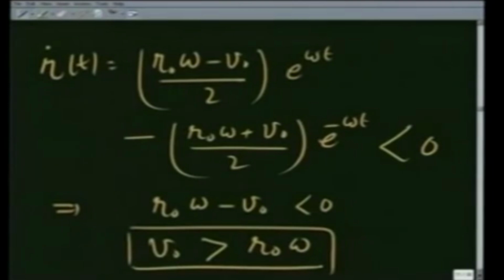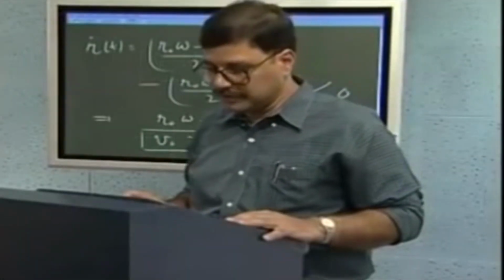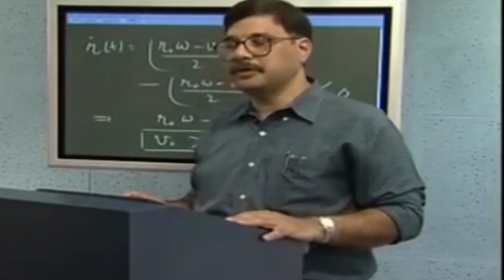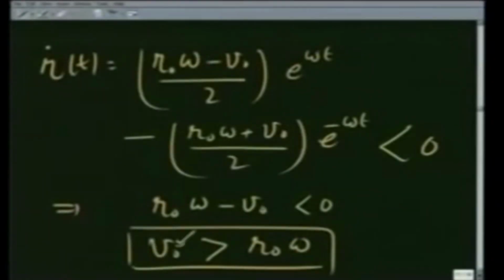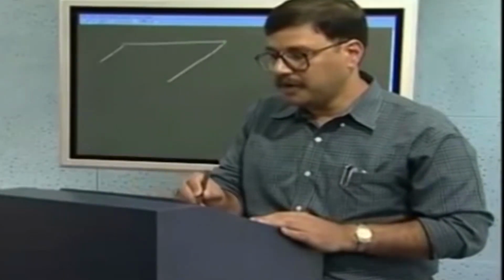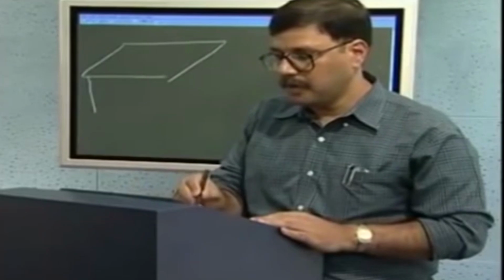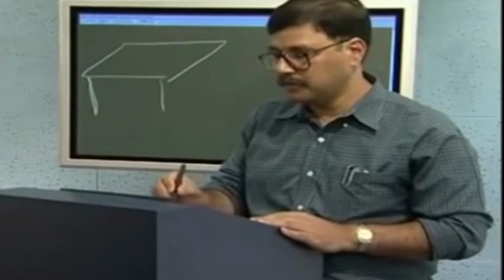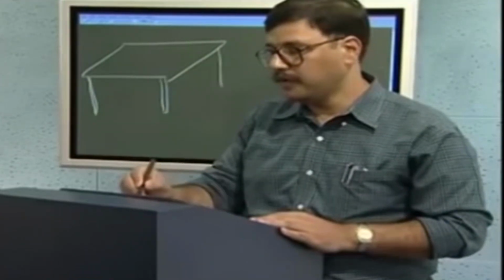So, as another example of this, what we have shown is that depending on the initial condition, if I choose my velocity of pushing the particle in so that it is greater than r0 omega, the particle would keep on moving in. As another example of the application of planar polar coordinates, let me take a particle which is moving circularly on a table.